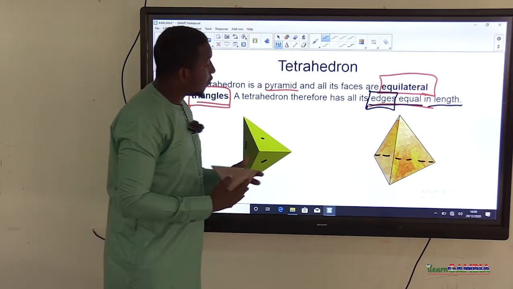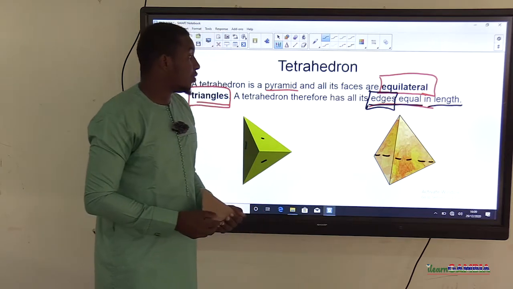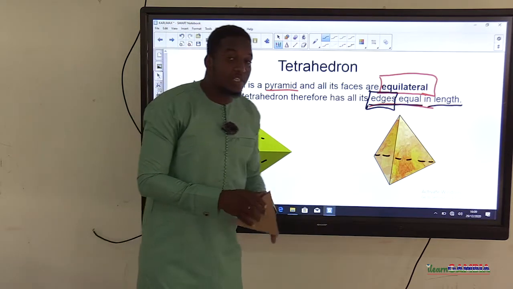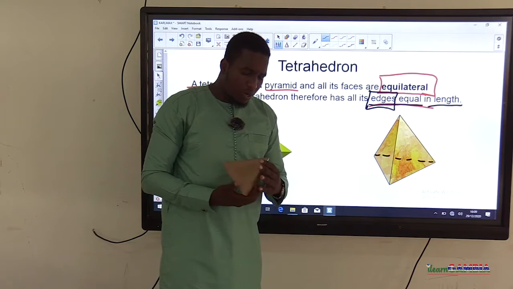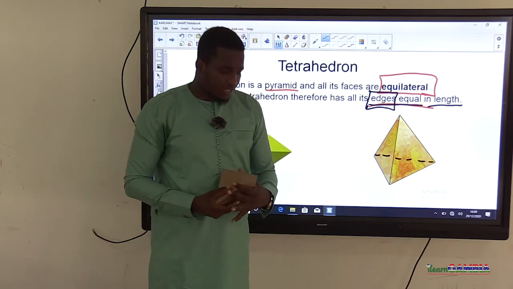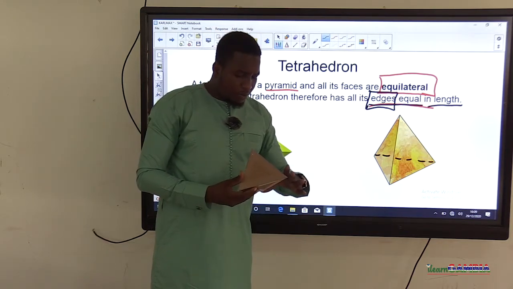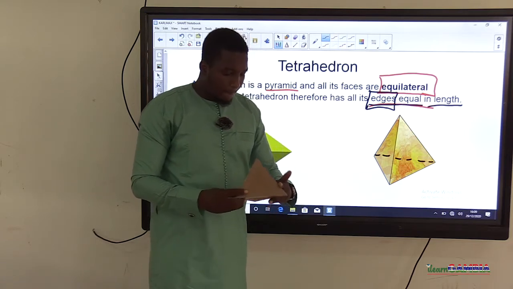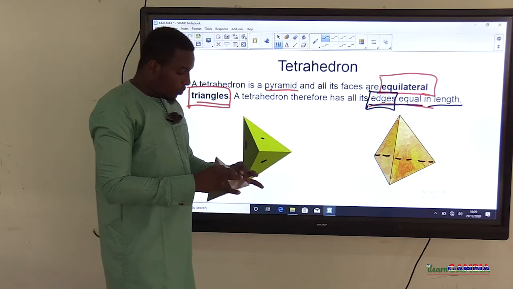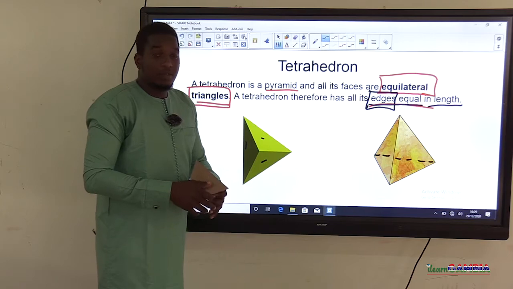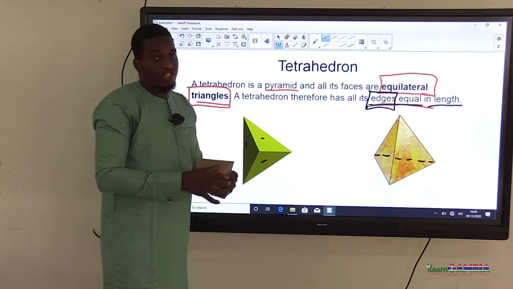So we are going to talk more on the edges of a tetrahedron, the faces of a tetrahedron, and also the vertex of tetrahedrons. When we talk about the vertex, it is where three or more faces meet or three or more edges meet.